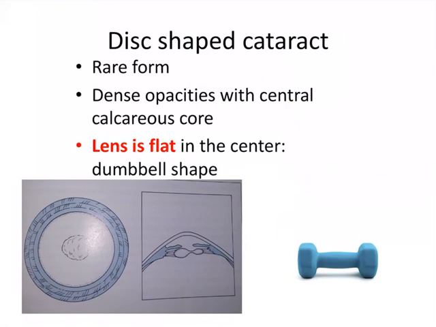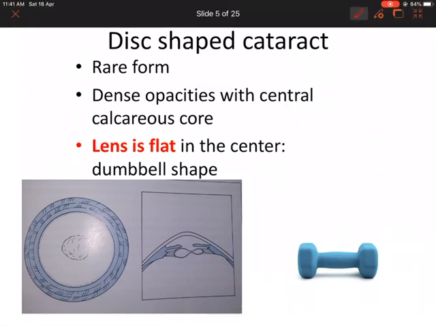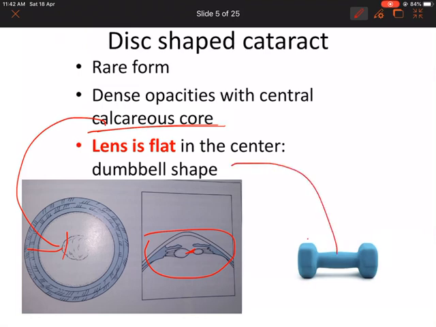Next in line is disc-shaped cataract. Very simple to understand this cataract. The morphology of it forms a disc. There will be central flattening of the lens due to the calcareous core, or calcification of the core, causing central flattening, which gives a shape of a dumbbell-shaped cataract. It's called dumbbell-shaped cataract.